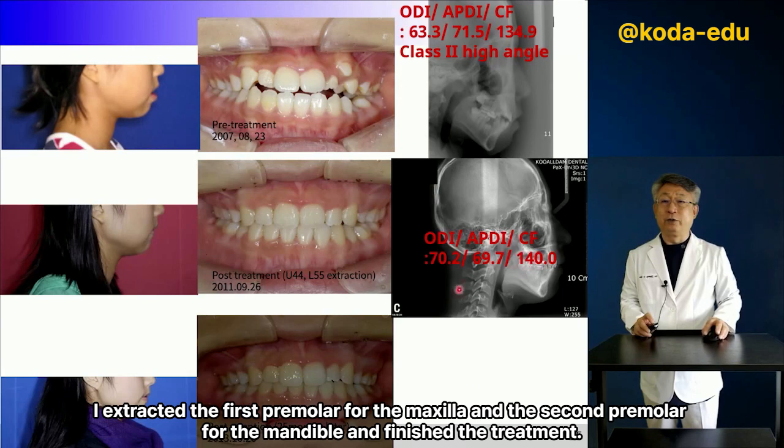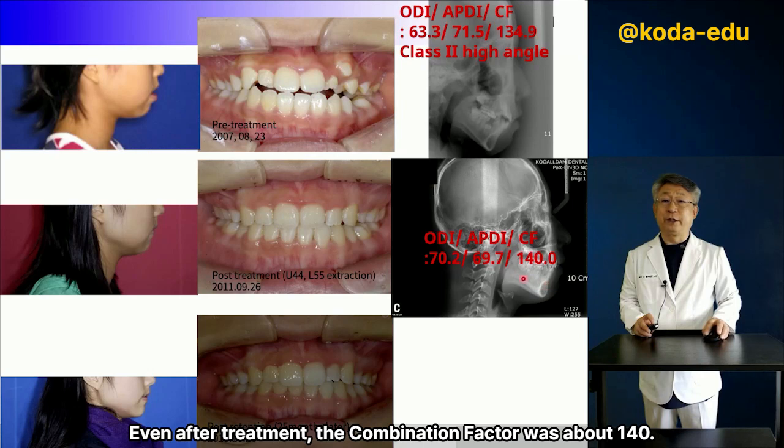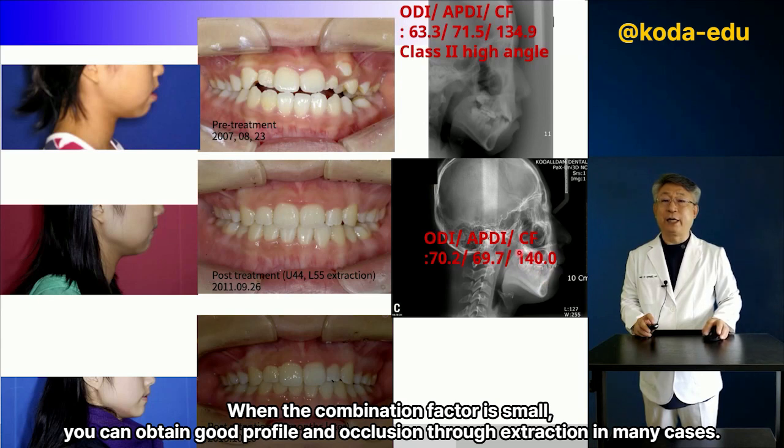In this patient's case, I extracted the first premolar for the maxilla and the second premolar for the mandible and finished the treatment. Even after treatment, the combination factor was about 140. When the combination factor is small, you can obtain good profile and occlusion through extraction in many cases.